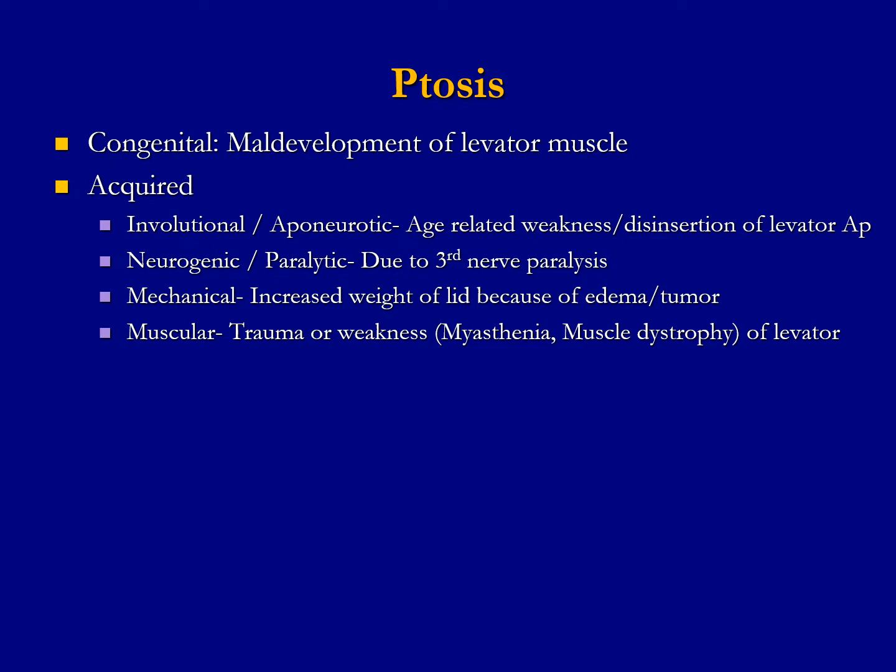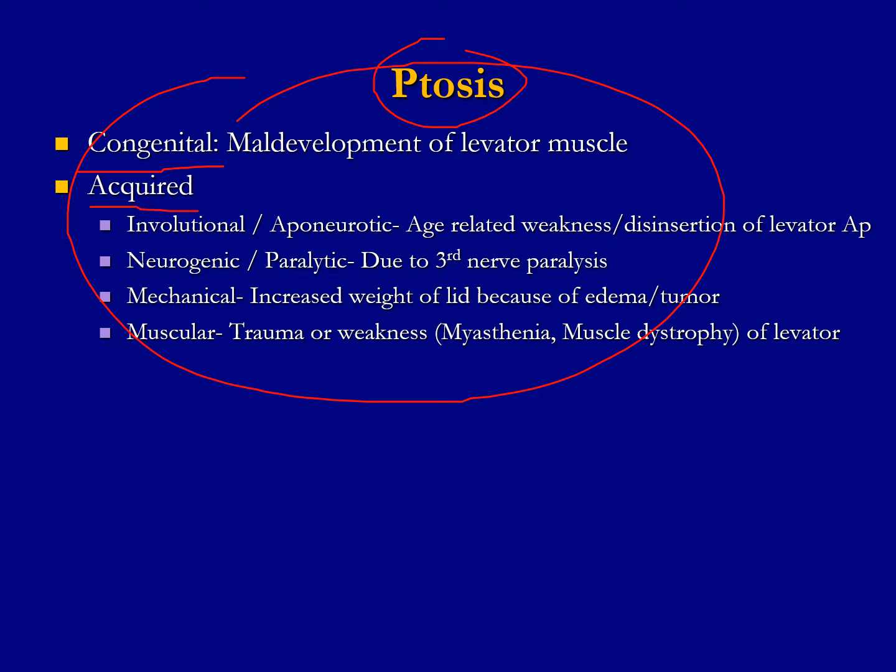A very important slide about ptosis. Ptosis can be divided into congenital and acquired. The following 4 or 5 MCQs will be concentrated only on this. Congenital ptosis is because of maldevelopment of the levator muscle. Levator muscle is the muscle which pulls the lid up. Then acquired ptosis is of 4 types: involutional or aponeurotic, neurogenic or paralytic, mechanical, and muscular.